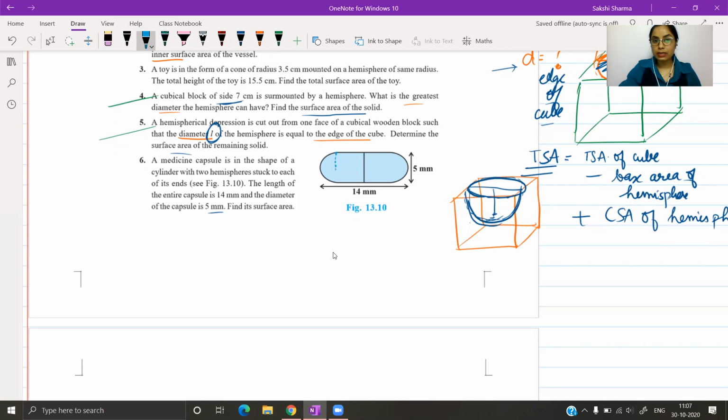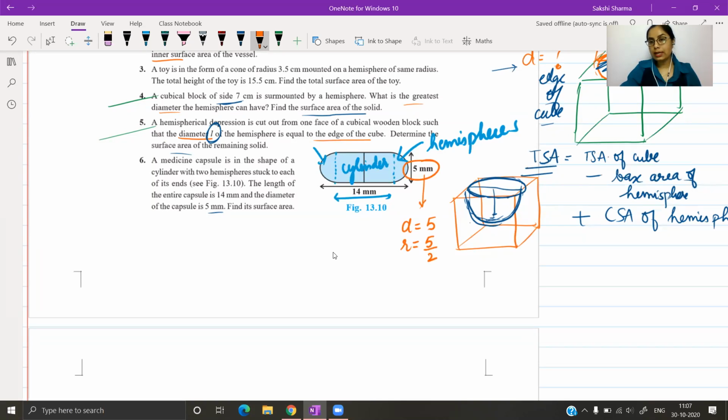So you can divide it right here. There are 2 hemispheres on the ends and in between there is a cylinder. So the middle portion will be cylindrical and the portion at the ends will be hemispheres. Hemispheres on both ends. And as you can see, this 5 millimeters will actually be the diameter for the hemisphere. And from here, you can find out the radius of the hemisphere.